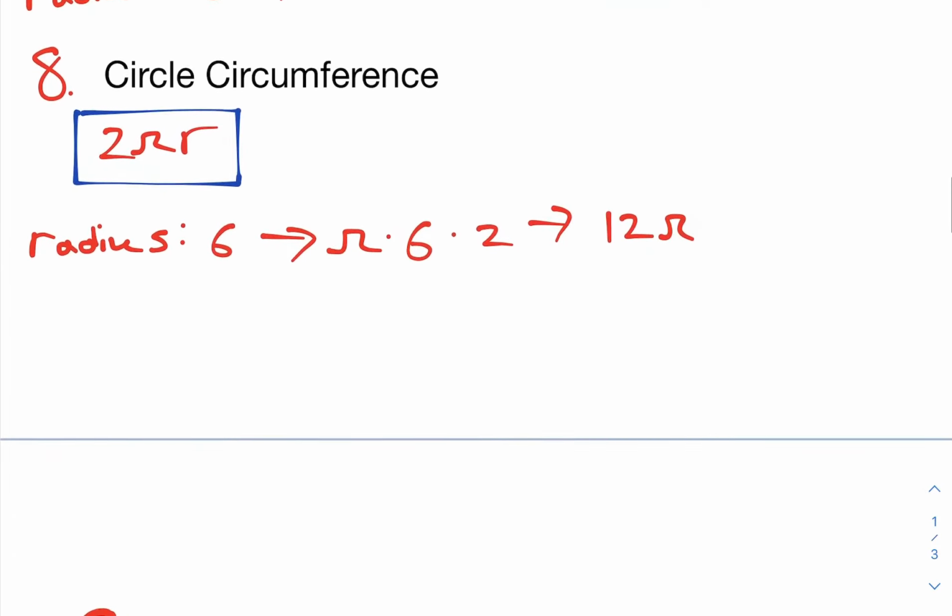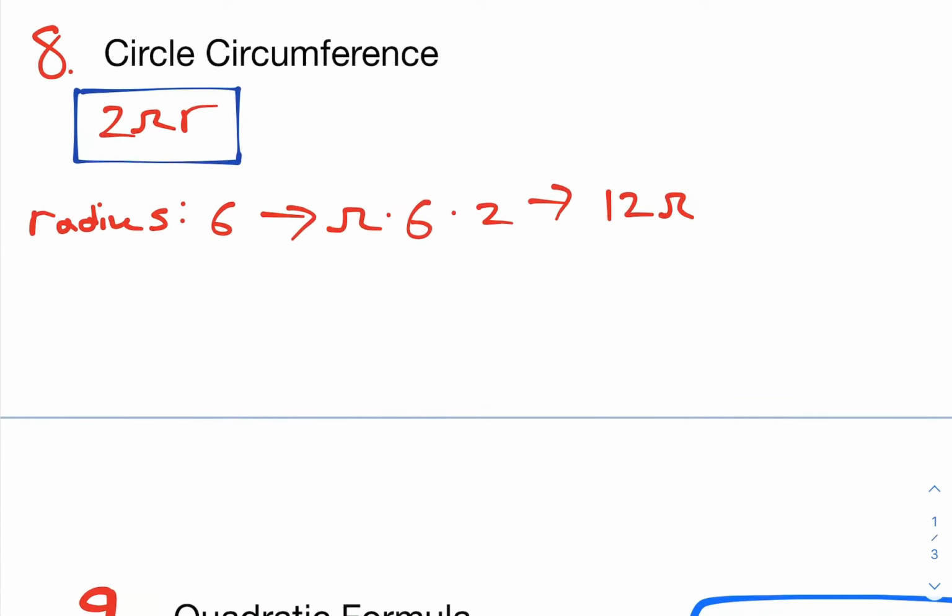And the eighth formula is just the circle circumference formula, which is also simple. It's just 2 pi r. So if I have the radius of 6 for another circle, then I'm just going to do pi times 6 times 2, which is equal to 12 pi.